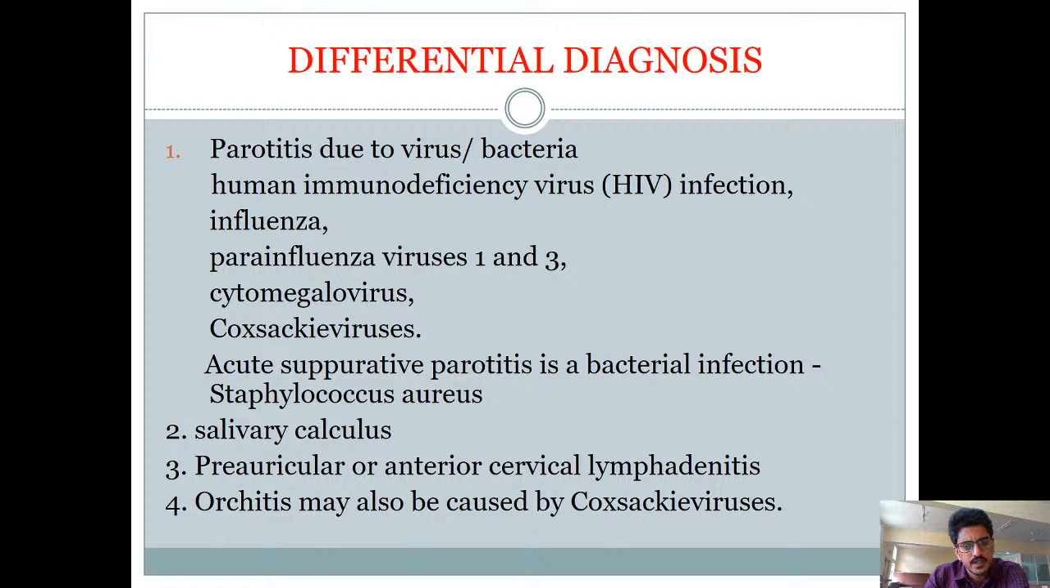And like the complications of mumps, orchitis may also be caused by Coxsackie virus. So these are the differential diagnoses you should remember and you should think of.